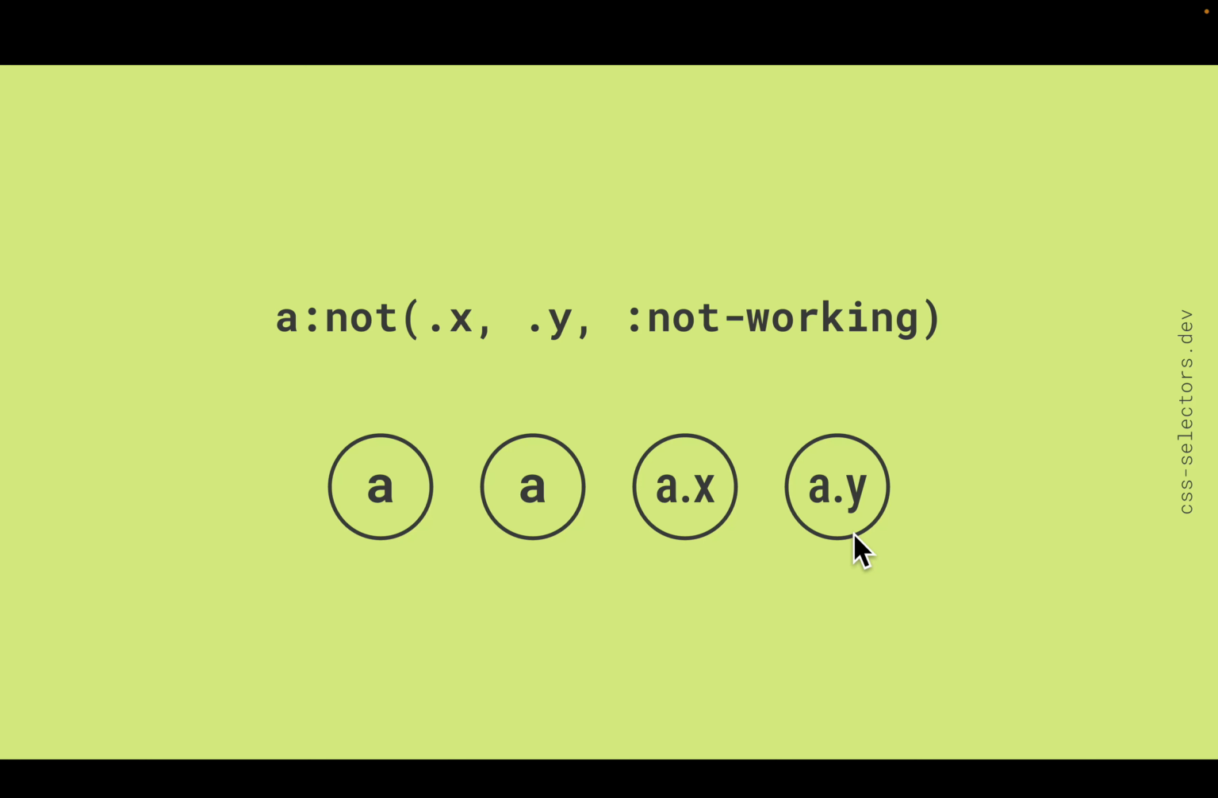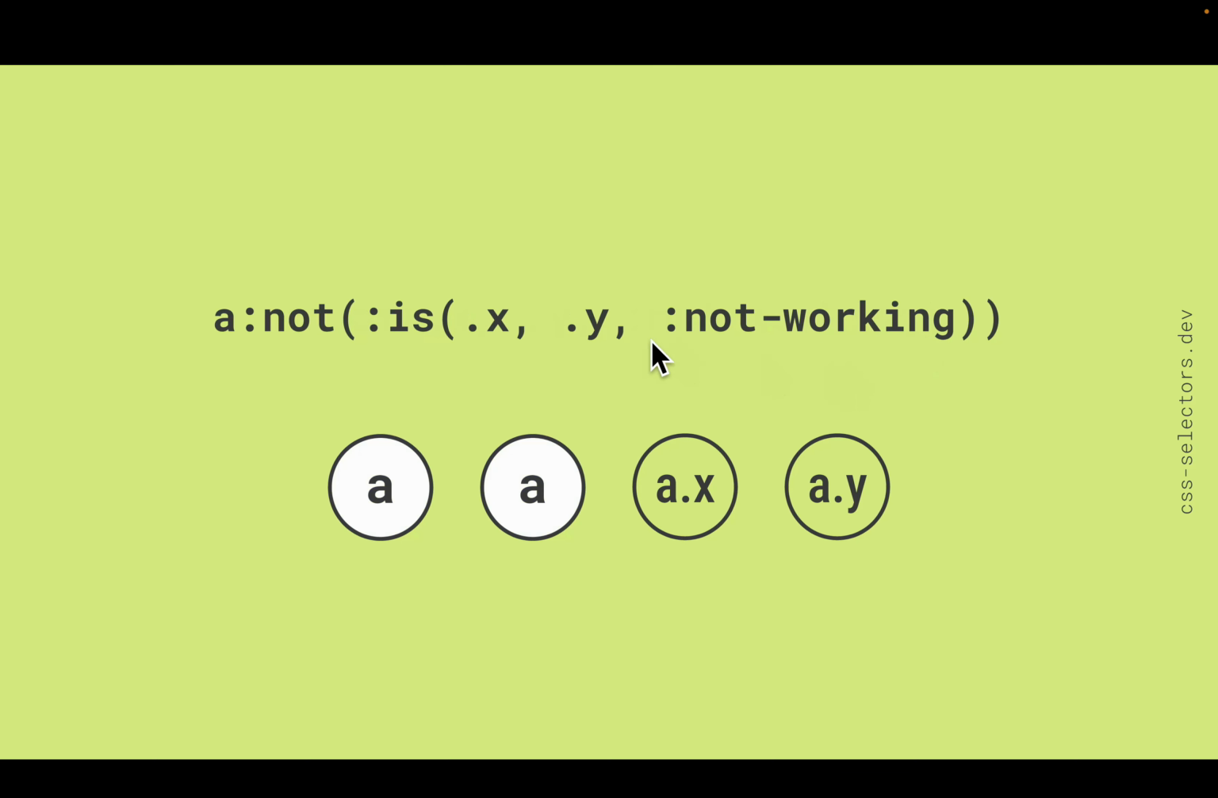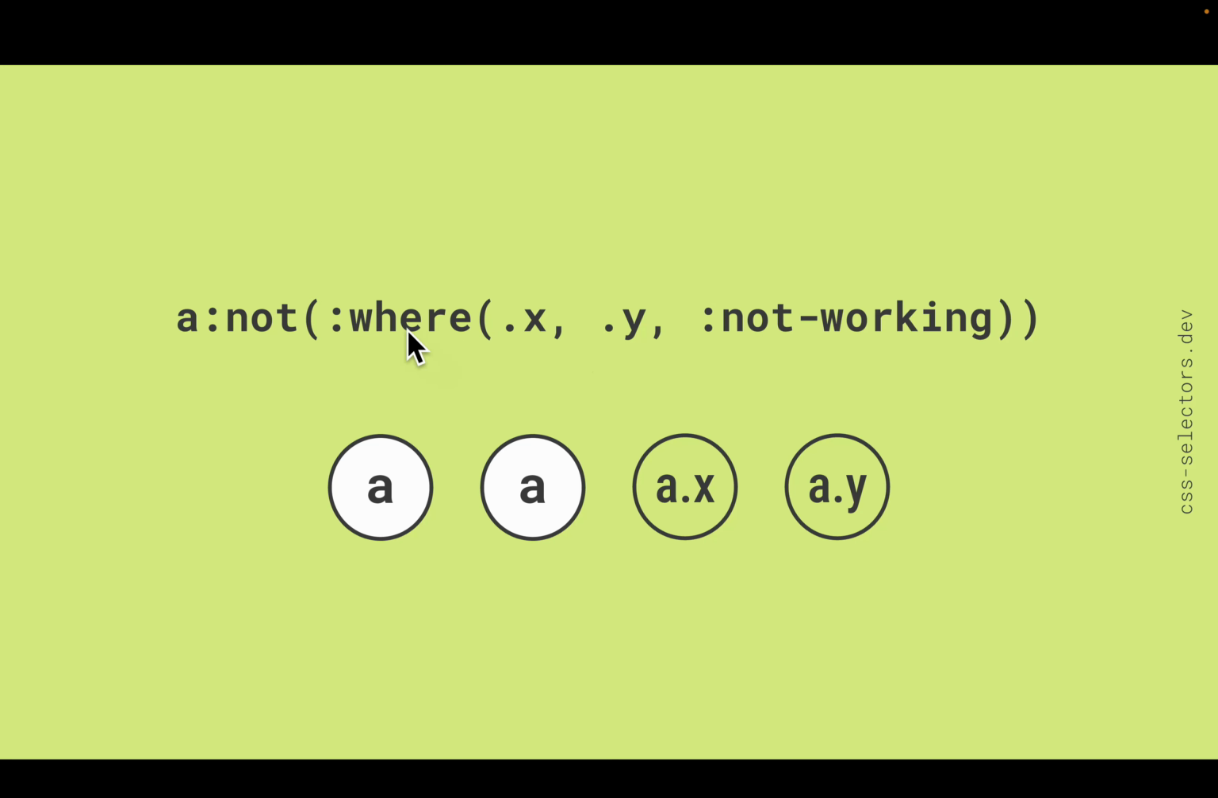Now, there is one thing we need to be careful about. If one of the selectors in the argument is invalid, the whole rule will be invalidated and no elements will be selected. To work around this, we can utilize the :is pseudo-class, which we learned in the last video. As the :is pseudo-class accepts a forgiving selector list, those 2 A elements, which have no X or Y class, will be selected. Similarly, we can use the :where pseudo-class to achieve the same results.